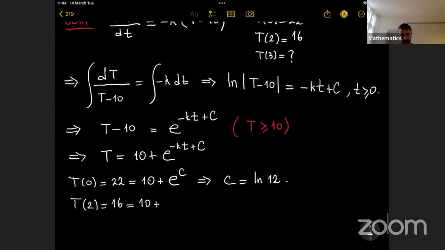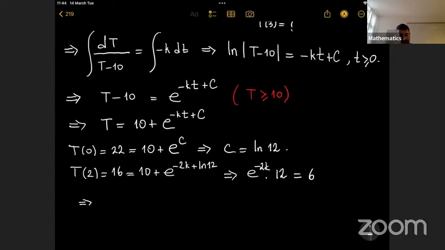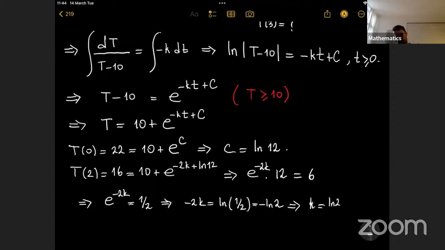Well, what is t? t is 2, so it's going to be e to the minus 2k plus c, where c is now ln 12, is equal to 16. So this tells you basically e to the minus 2k times e to the ln 12, which is simply 12, is equal to 6. Or you can say e to the minus 2k is equal to 1/2. And from here, minus 2k is equal to ln 1 over 2, which is minus ln 2. So k is equal to ln 2 over 2.